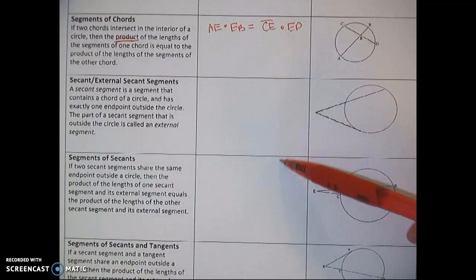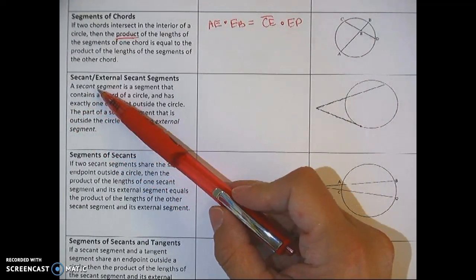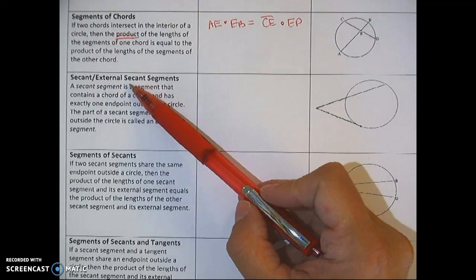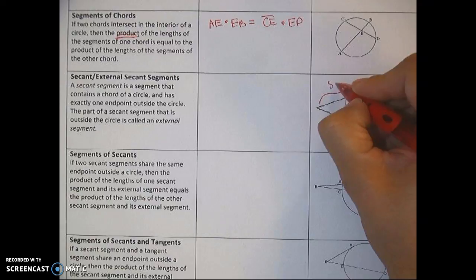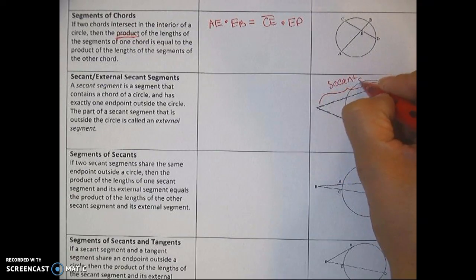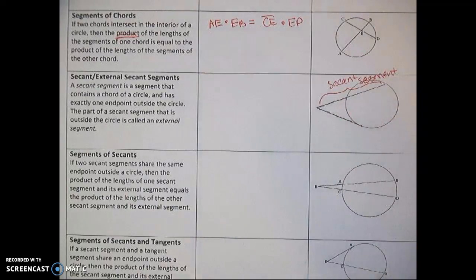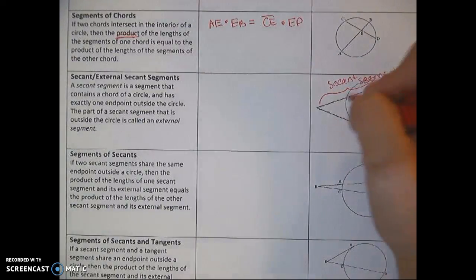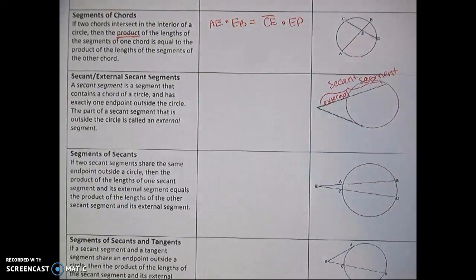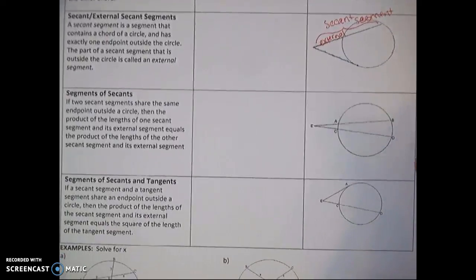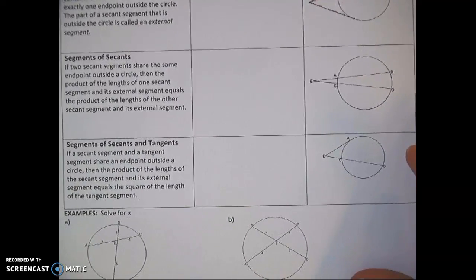The second type of segment that we're going to look at is if you have a secant, or what the secant and the external secant segments are. So the secant segment is going to be just exactly that, a secant that is a segment. We know a secant intersects a circle in two points. The external part is the part that sticks outside the circle. And then there are a couple of properties that happen with secant segments and the external segments.